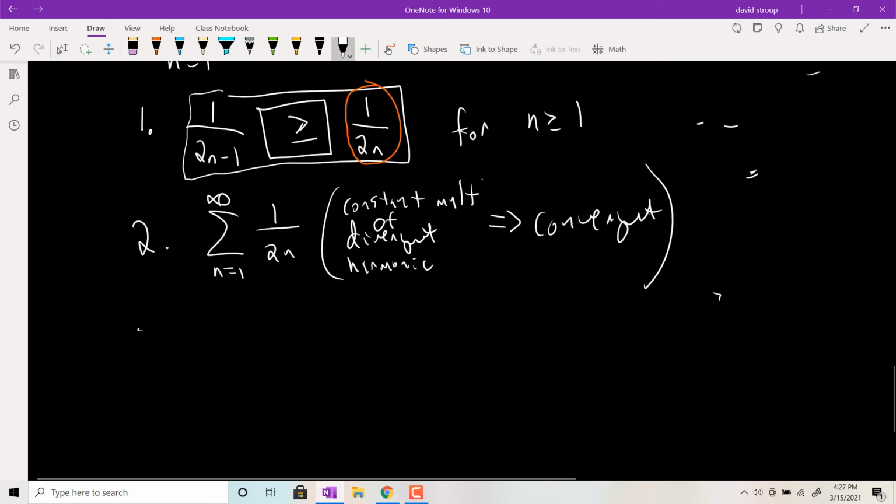Then thirdly, let's see what we got. So the guy on the bottom is divergent. That means the guy on top is forced to be divergent as well. So we can make our conclusion. The series that's given is divergent.